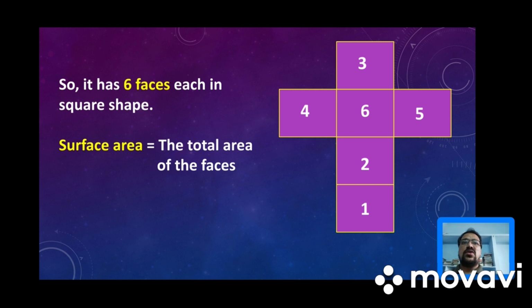So here we use the term surface area for the total area of the faces. Suppose you are taking the total area of the faces which you are able to see in a 3D figure. The faces which are exposed outside, if you take those faces into consideration and calculate the area, at that time the word area will be replaced by surface area.